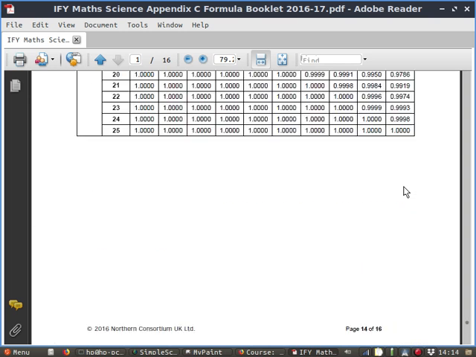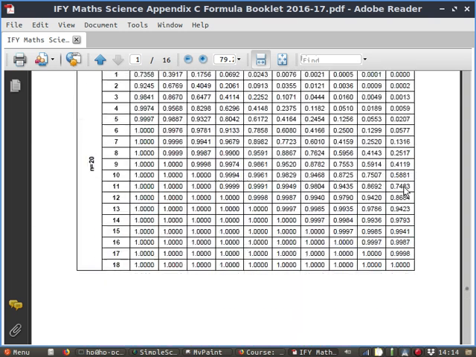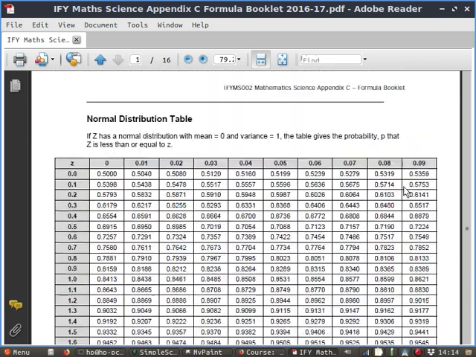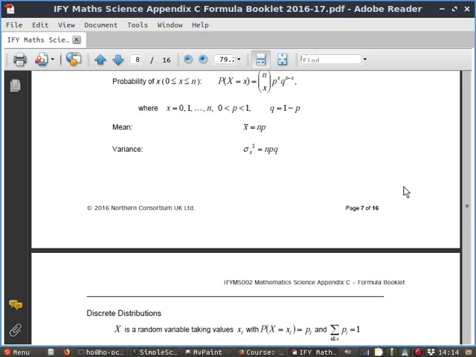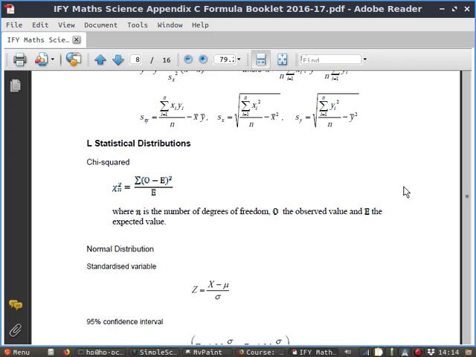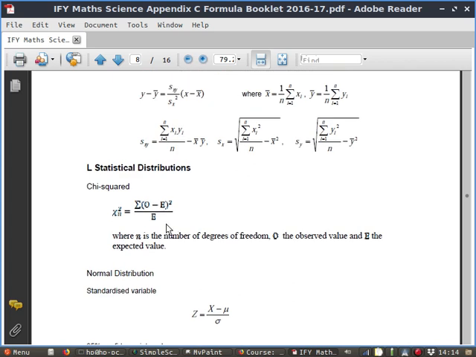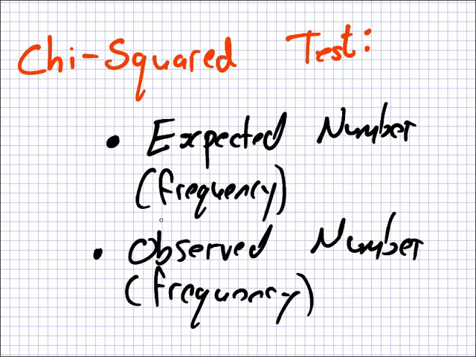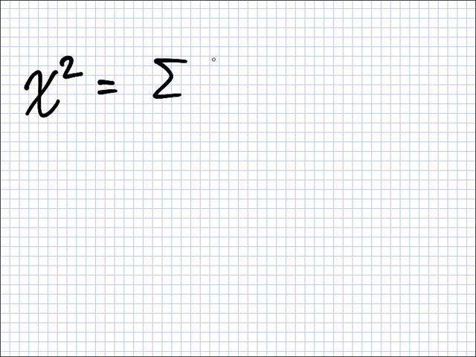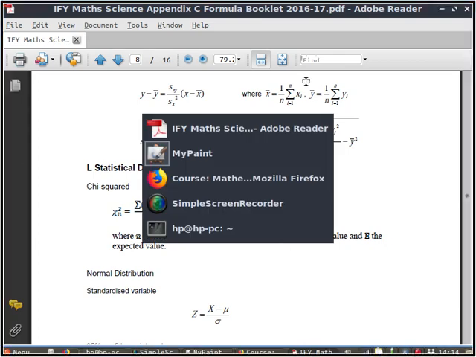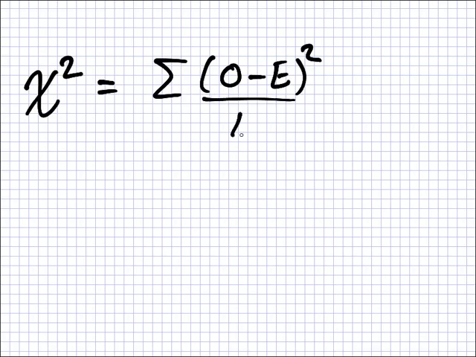Now, I need to give you a formula. The formula is in the formula book. I can show you where it is. It is, yeah, this one here. Now I'll explain how it works. So the formula is chi-squared equals the sum of the difference between what was observed and expected, squared, all over what was expected.